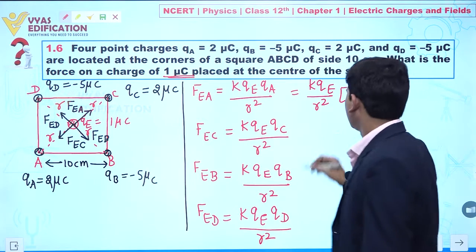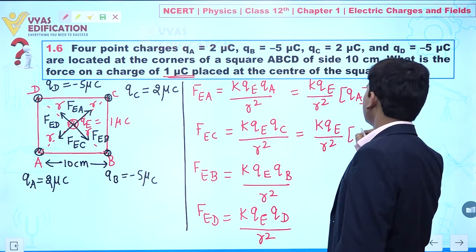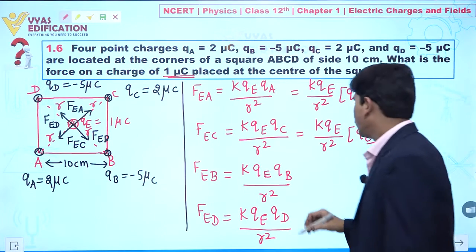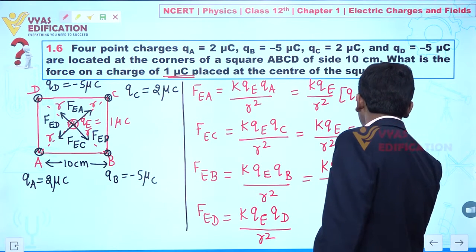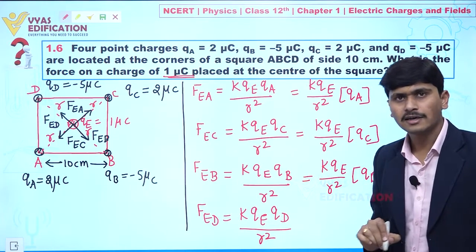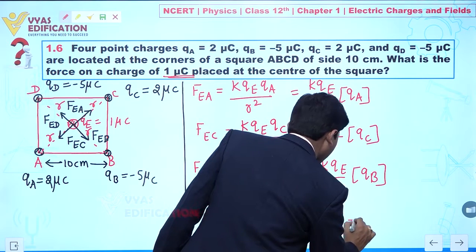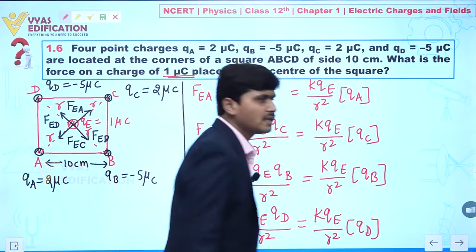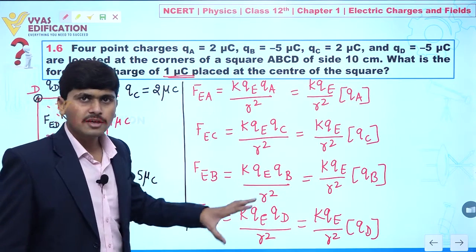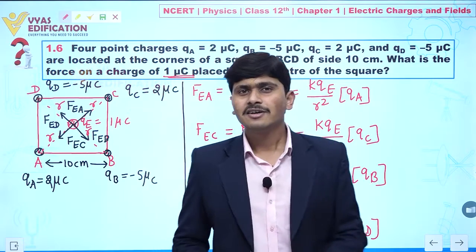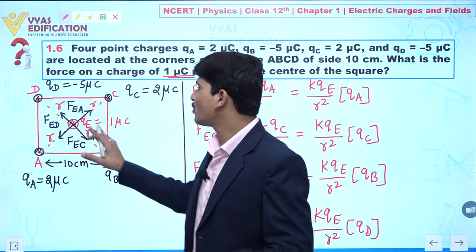Yes or no? Then we can write like this here: this is also KQ_E over R square and this is Q_C. Clear? We can also see like this KQ_E upon R square and here we are having Q_B. Clear? And this is KQ_E over R square and this is Q_D. Now listen carefully. Actually we can put here all the values of KQ_E upon R square. Clear? But first we will try to analyze what is the magnitude of the different forces acting on the charge E.